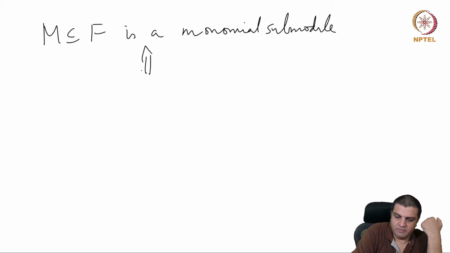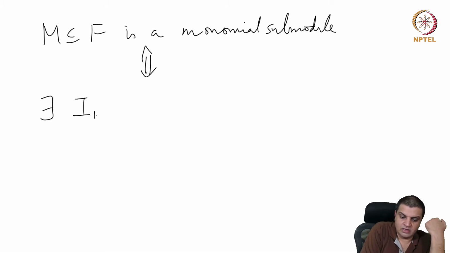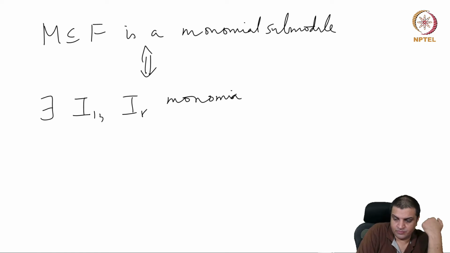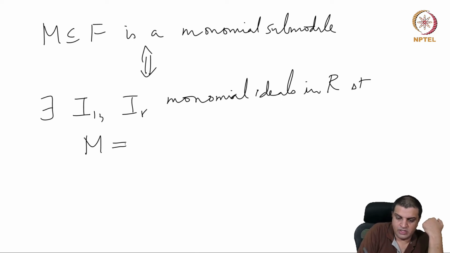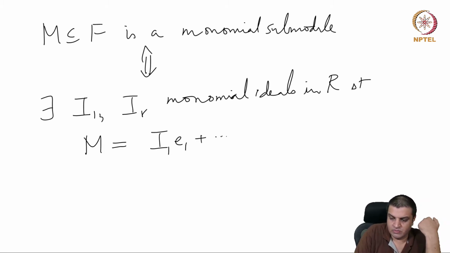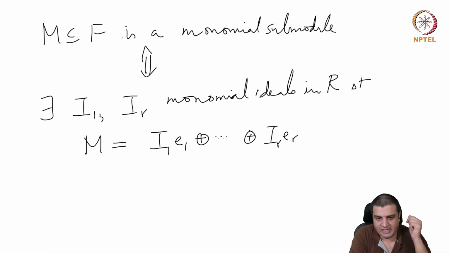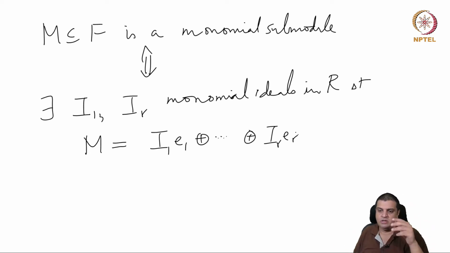if and only if there exist I1 through IR monomial ideals in R such that M is equal to I1 E1, which is a submodule of F, direct sum up to IR ER. Each of them is a submodule of the corresponding factor inside here, and then the direct sum of that is M. Okay, so this is what we just wanted to observe.